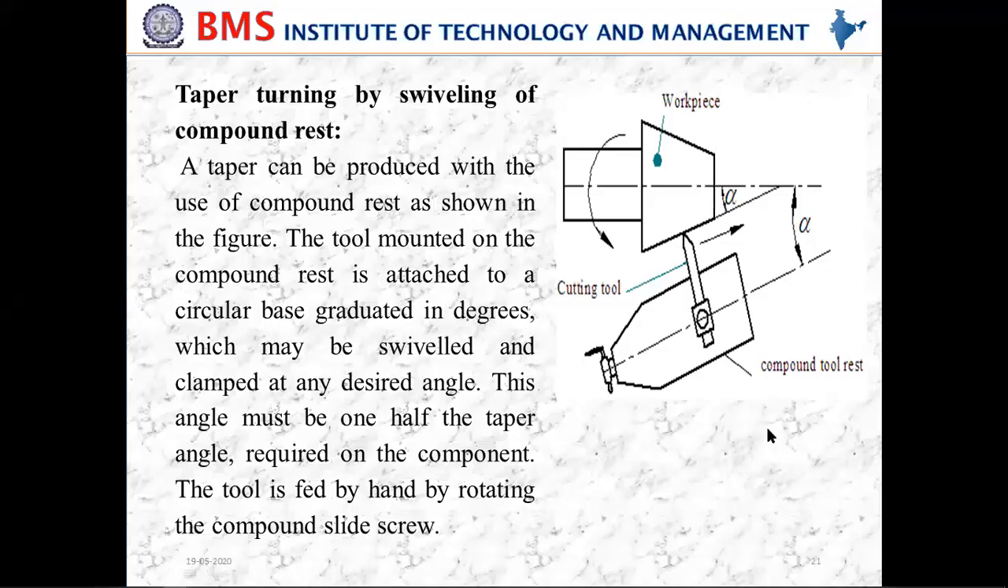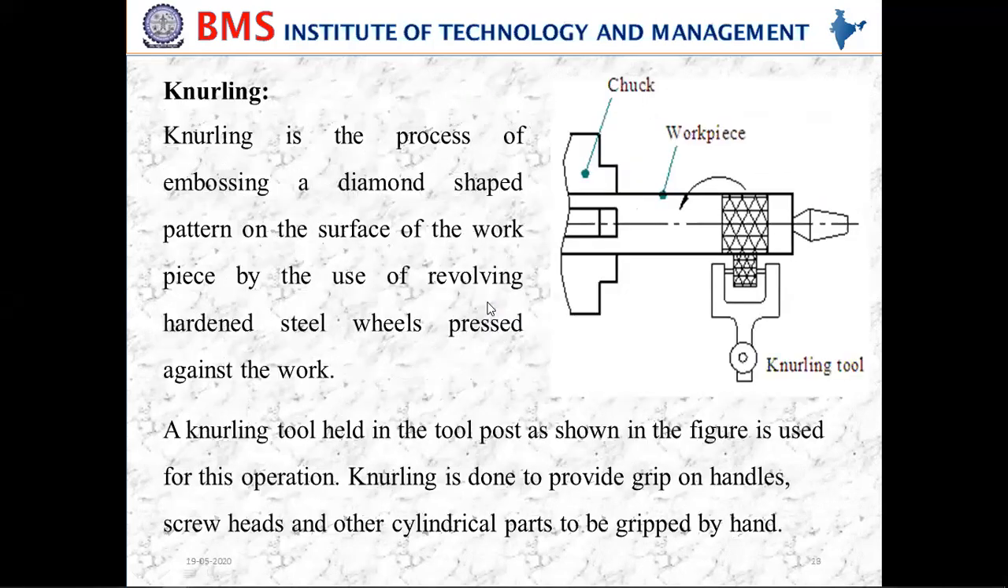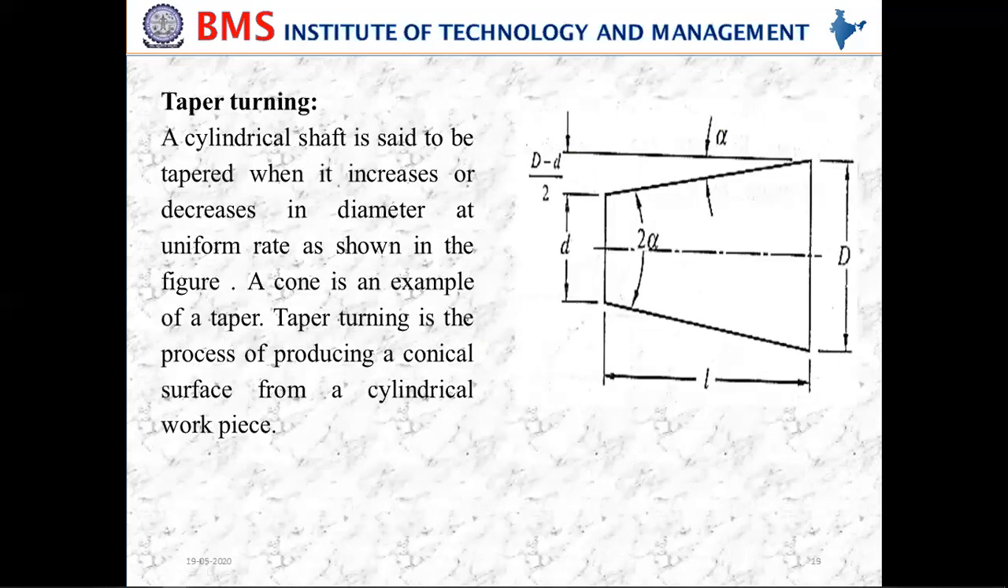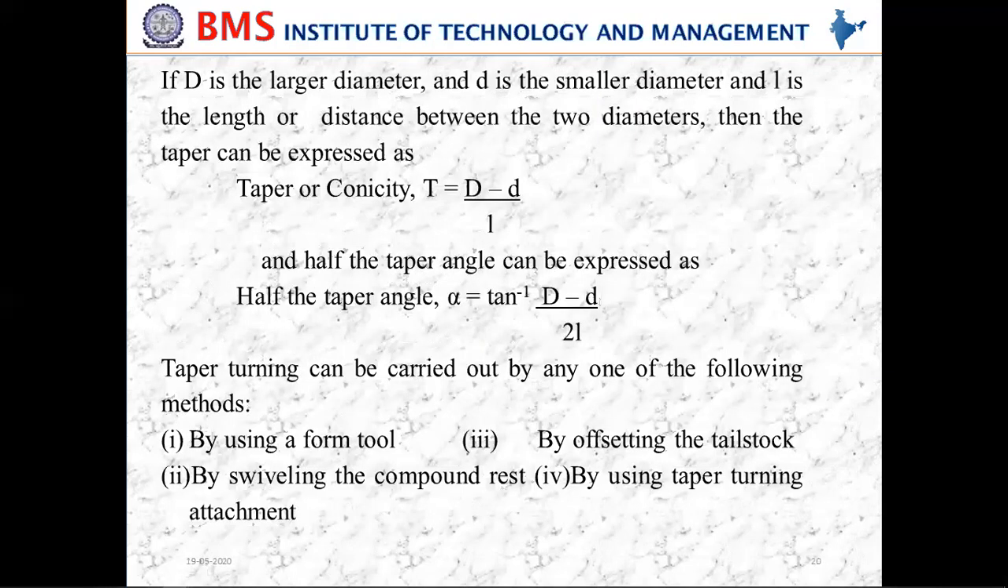In the lathe operations, taper turning can be achieved by the different methods which we discussed in the last class. There are four methods: by using a form tool, by offsetting the tailstock, by swiveling the compound rest, and by using a taper turning attachment. According to your syllabus, you have offsetting the tailstock as well as swiveling the compound rest.